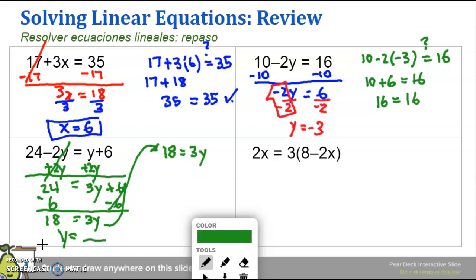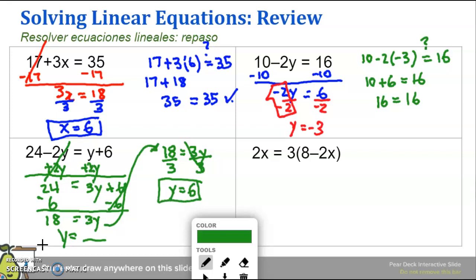Now what is happening to y? 3 is being multiplied to y, so to get rid of this 3 I need to undo it by dividing by 3, because multiplying and dividing undo each other. So that just becomes my giant one, and you're left with y is equal to 18 divided by 3 is 6, and that's my solution. Okay, let's go to the next problem.